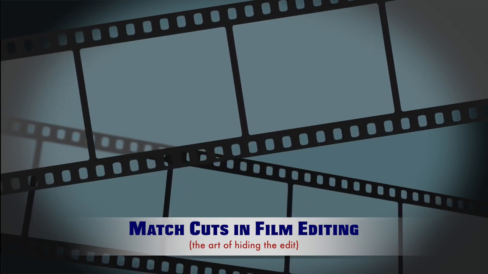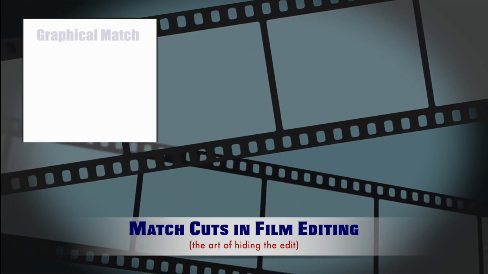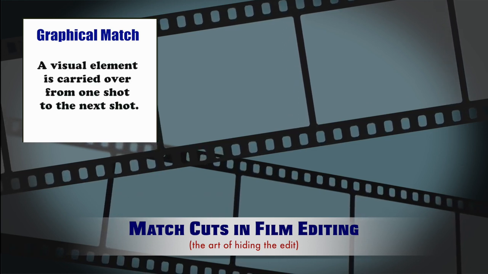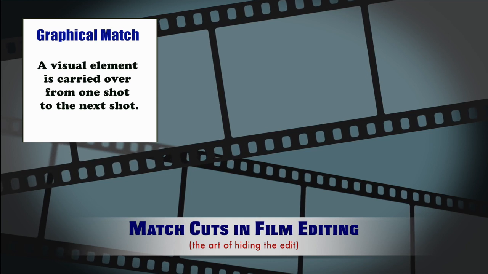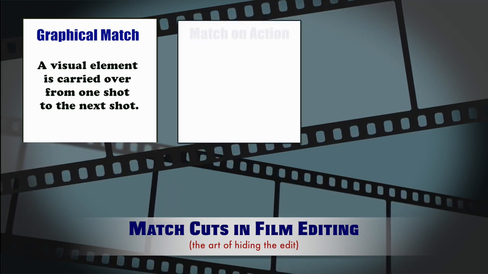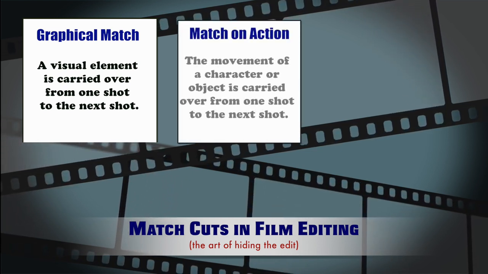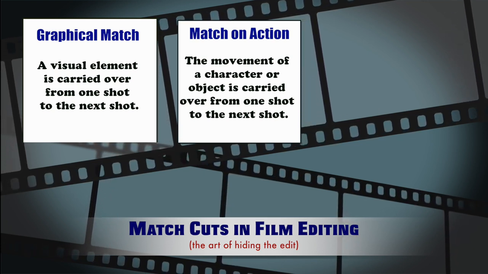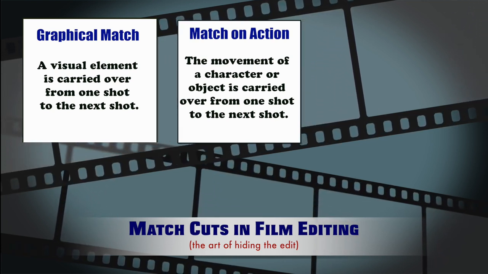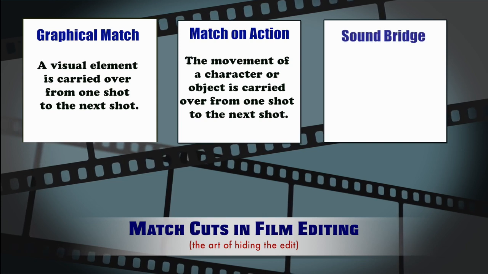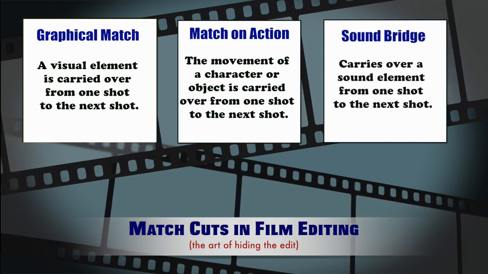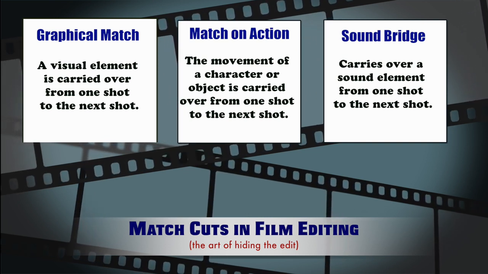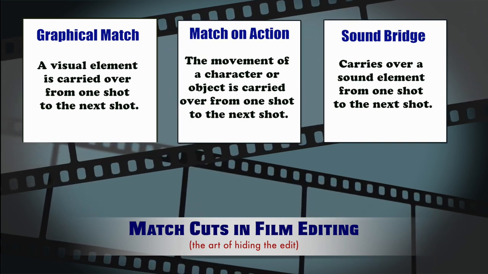There are three types of match cuts. First is a graphical match cut, which uses a visual element in one shot and carries over that element to the next shot. Second is a match-on-action cut, in which the movement of a character or object is carried over from one shot to the next. And third, a sound bridge, where an audio or sound element is used from one shot and carried over into the next shot. Let's take a look at examples of these three types of match cuts.